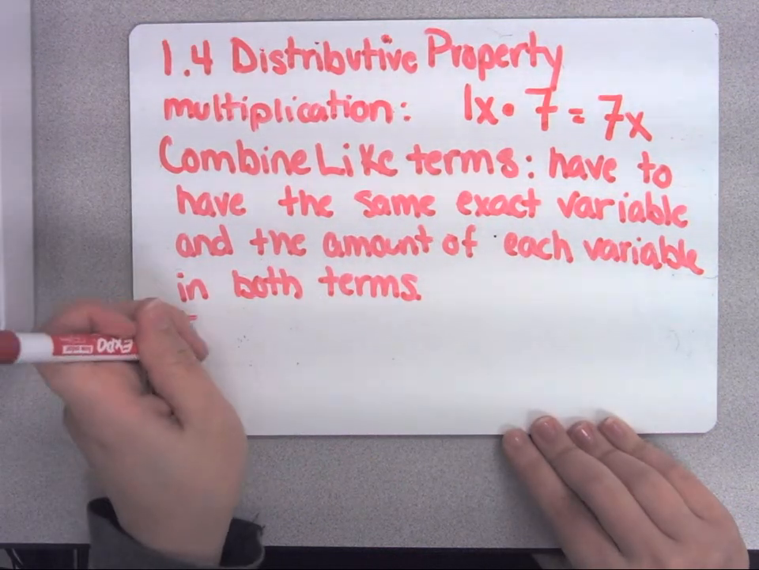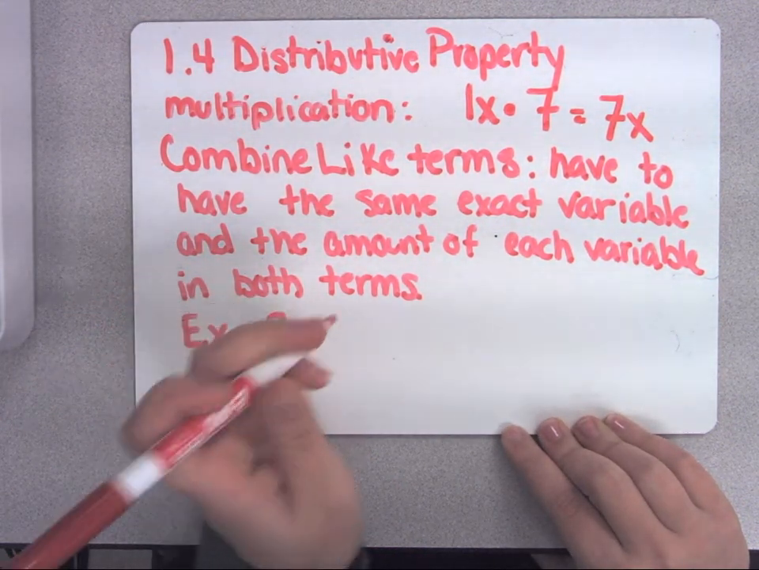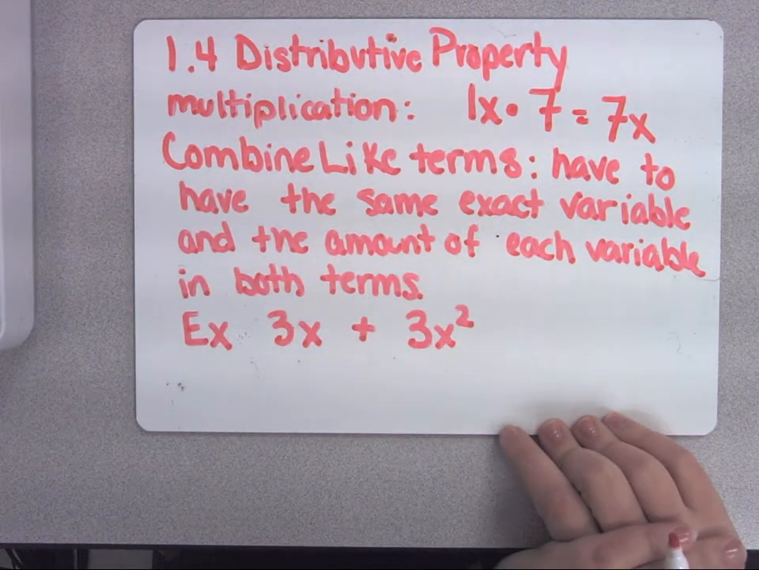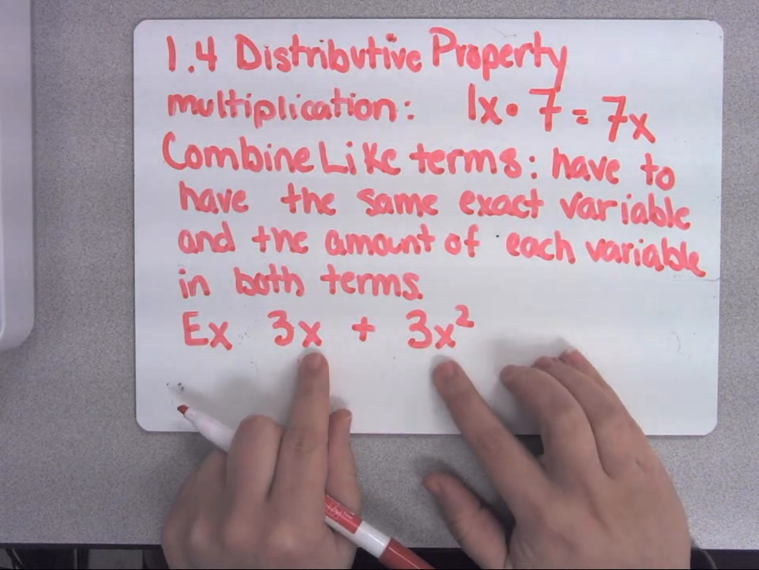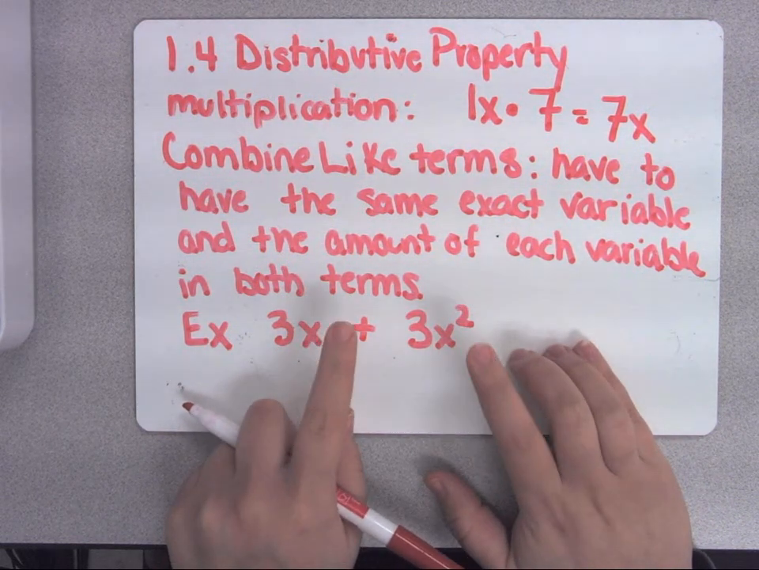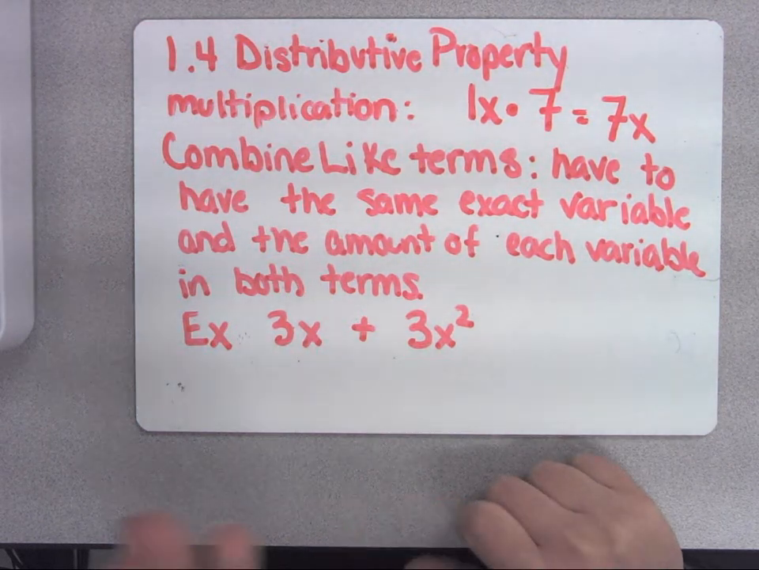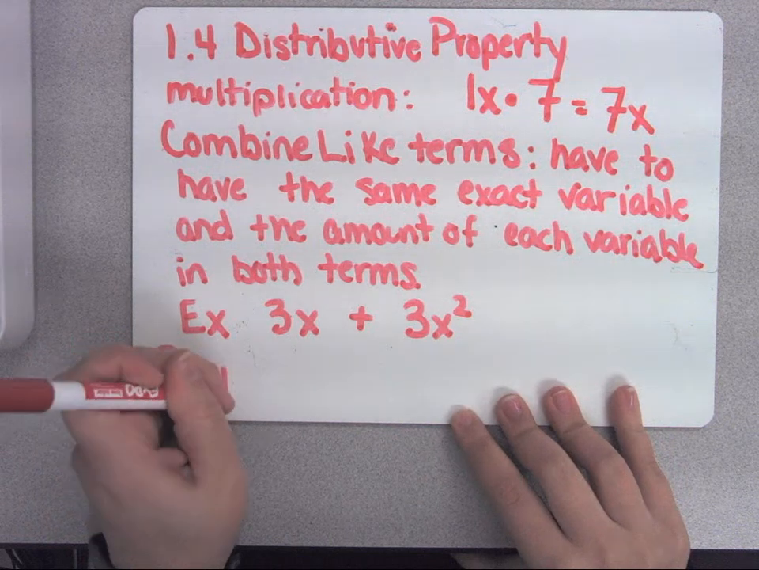So for example, right, we cannot add 3x and 3x squared together because this only has 1x and this has 2. Yes, the variables are the same, but their powers are not. Since their powers are not the same, they cannot be added and you just leave them alone, right? Okay. Another definition, simplest form.